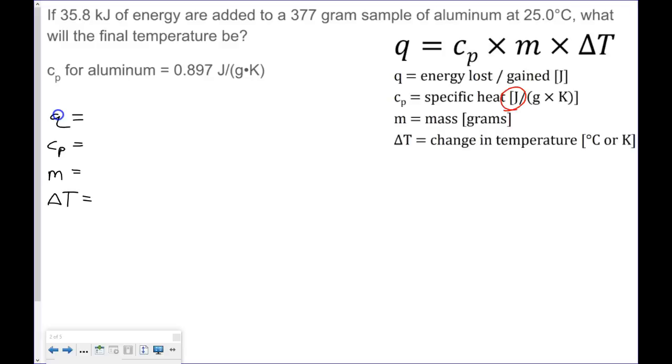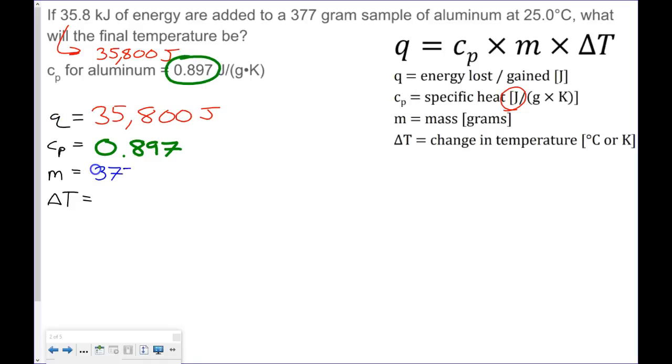Now, next one here, same idea. I'm going to be looking for specific heat, which is always going to be in joules. So if I have 35.8 kilojoules, that's actually going to work out to be 35,800 joules. That gets plugged in there for Q. My constant for aluminum is going to be 0.897, and the mass is 377 grams. My change in temperature is going to be my unknown, so I'm going to solve for that.